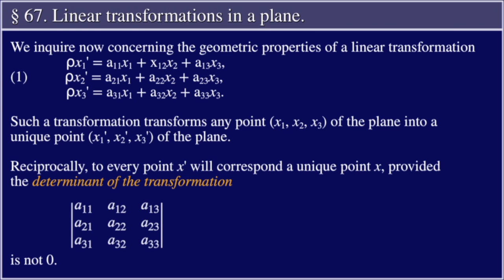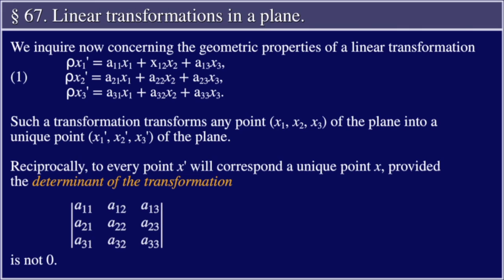We inquire now concerning the geometric properties of a linear transformation. Equations 1: rho x1' equals a11 x1 plus a12 x2 plus a13 x3. Rho x2' equals a21 x1 plus a22 x2 plus a23 x3. Rho x3' equals a31 x1 plus a32 x2 plus a33 x3.